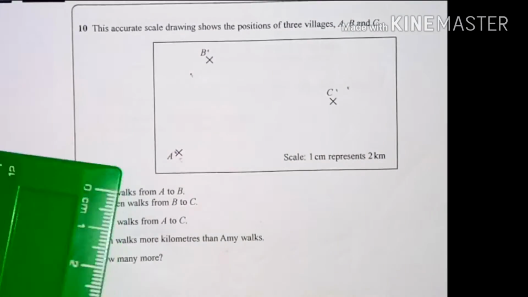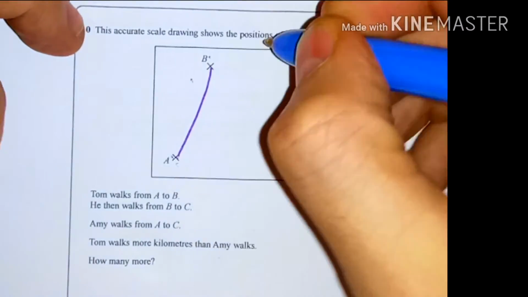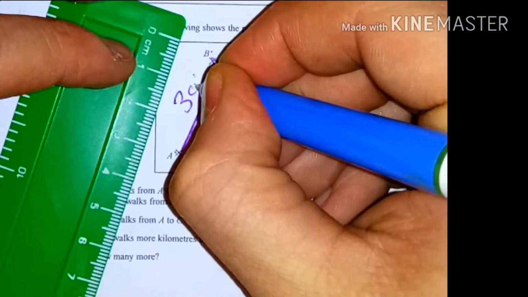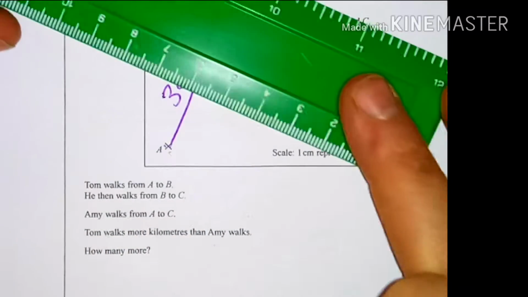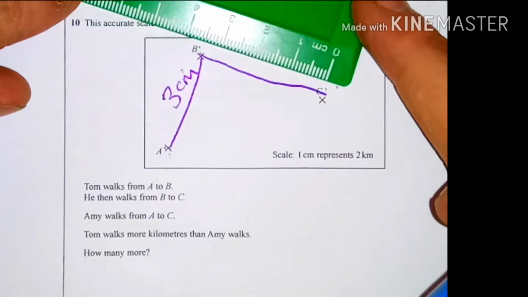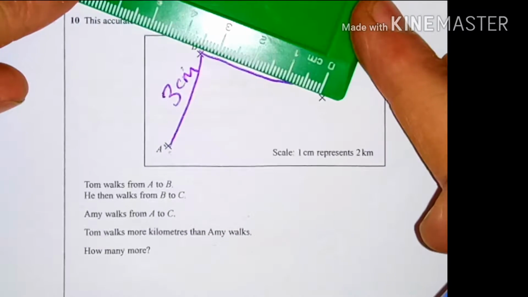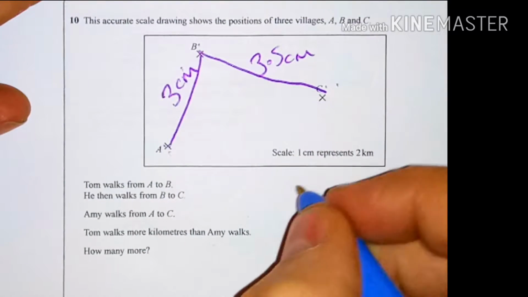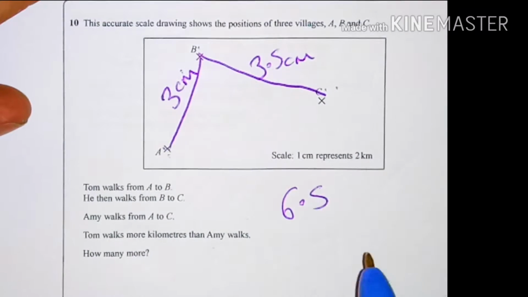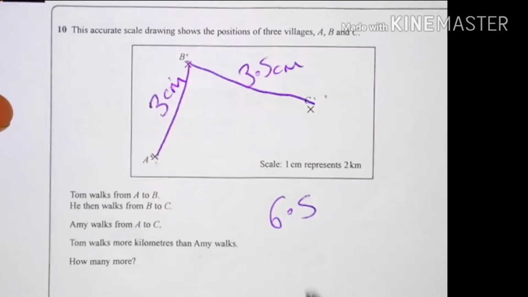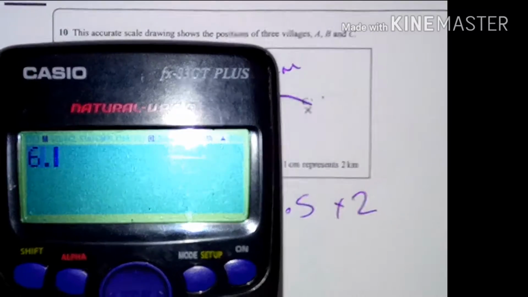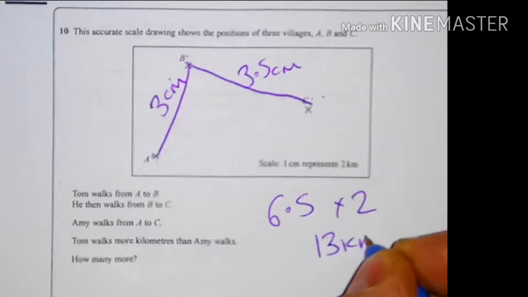Now, if you printed this off, you might get a slightly different answer, just for the fact that I've actually got this page as half. But if we think from A to B, and then from B to C, A to B is 3. I'm actually writing centimetres. Obviously, if you've printed out a big one, it's going to be bigger. And then from C to B, it's 3.5 centimetres. So together in centimetres, he's walked 6.5. 1 centimetre represents 2 kilometres, so I have to times that by 2. I'll use my calculator again. Equals 13, so it's going to be 13 kilometres.